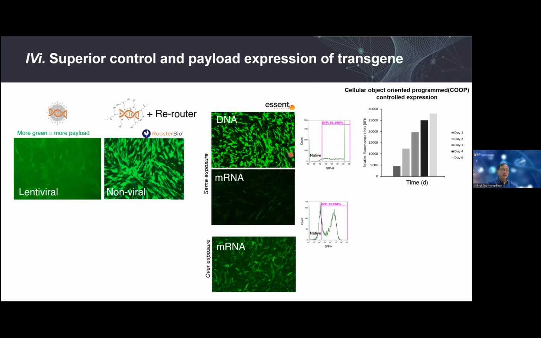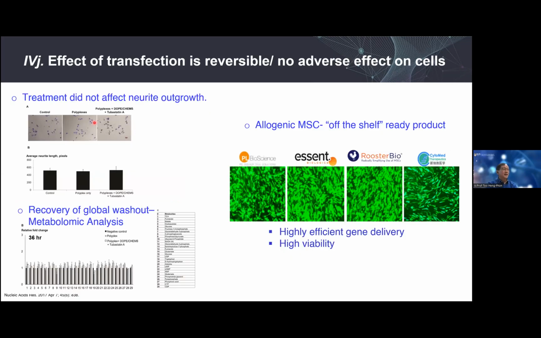The nice thing about using this DNA is that now we can do what we call cellular object-oriented programming. It's like JavaScript, right? So what we have done is program it in such a way that over time, the expression increases. If you use RNA, it will go up, come down very quickly, and disappear. So we've done that, and we can see it does not affect the cells at all.